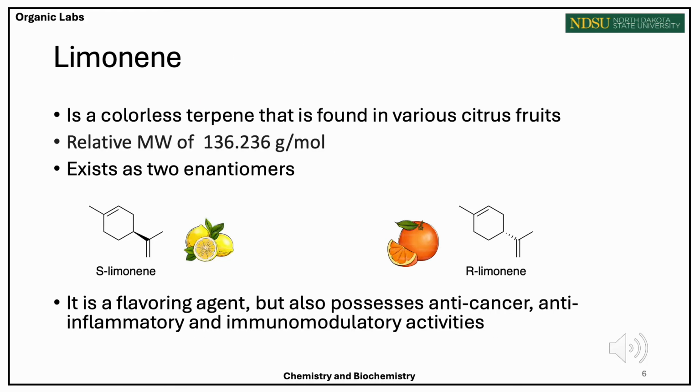Limonene is a colorless terpene that is found in various citrus fruits and has a relative molecular weight of 136.236 grams per mole. It possesses a chiral center, which causes it to exist as two enantiomers. S-limonene, seen here, has the characteristic odor of a lemon, where R-limonene has the characteristic odor of an orange. Today we will be extracting R-limonene. Not only is limonene a flavoring agent, but it also possesses anti-cancer, anti-inflammatory, and immunomodulatory activities.